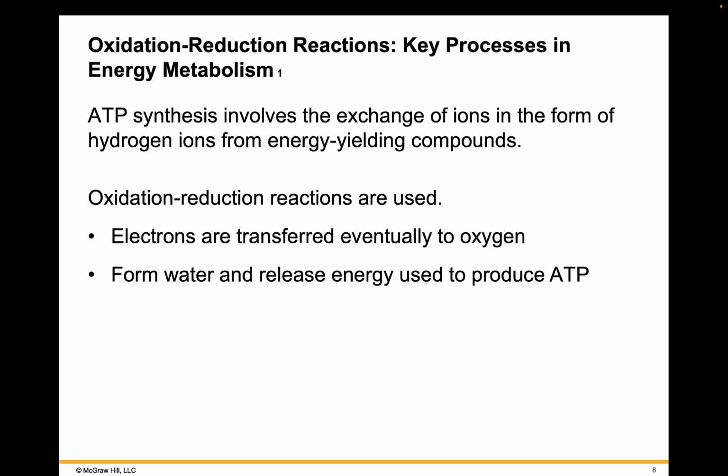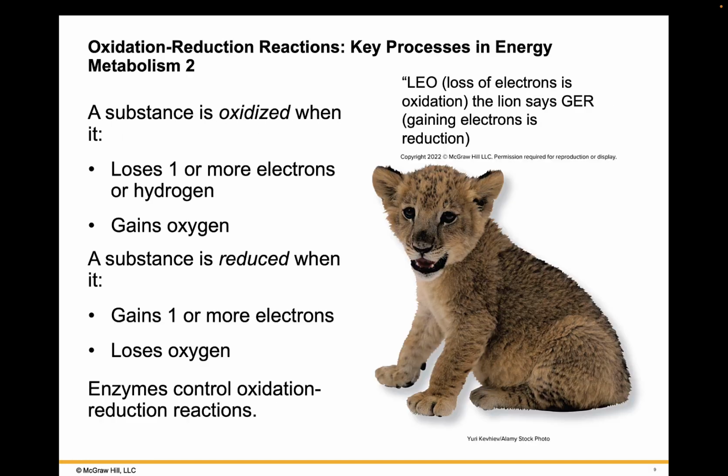Now, the type of reactions that we will spend a fair amount of time focusing on are known as oxidation-reduction reactions. Now, ATP synthesis involves the exchange of electrons in the form of hydrogen ions from energy-yielding compounds. Oxidation-reduction reactions are the type of reactions that are used in this process. Electrons are transferred eventually to oxygen, forming water, and the release of energy is used to produce ATP.